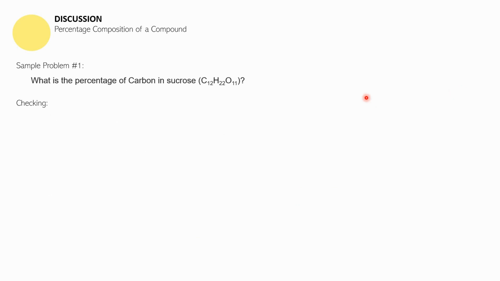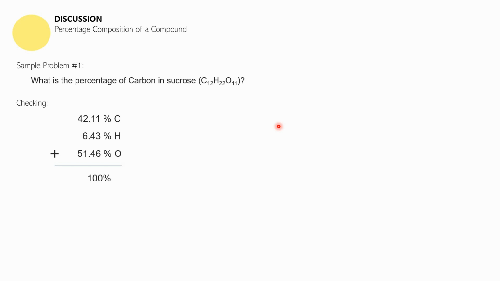Okay, so now, how do we check kung tama yung ginawa natin? Kailangan ang total niya, of course, is 100 since percentage siya. So you just add them up: 42.11% carbon plus 6.43% hydrogen plus 51.46% oxygen is going to be equal to 100. And that makes our operation correct. Yan. So basically, ganun yung gagawin. Yan yung ginagawa natin when it comes to computing for the percentage composition of any given compound, or for the percentage of any given element from a compound. That's what we do.